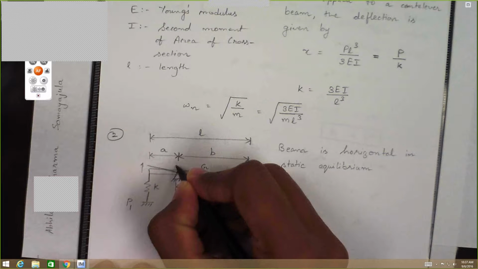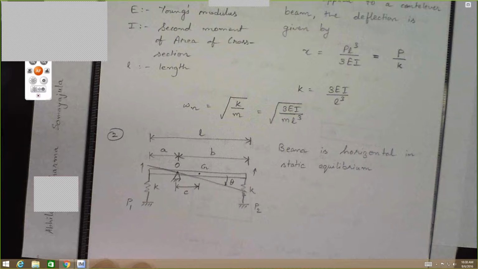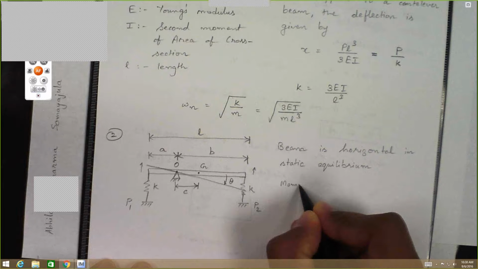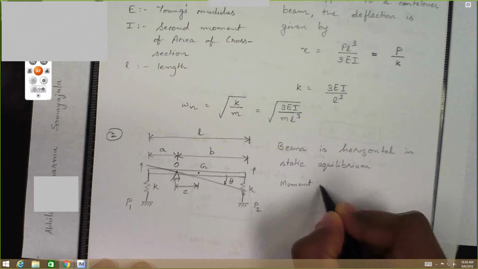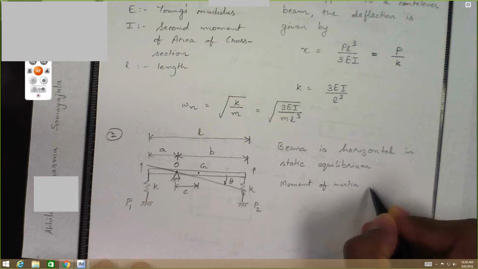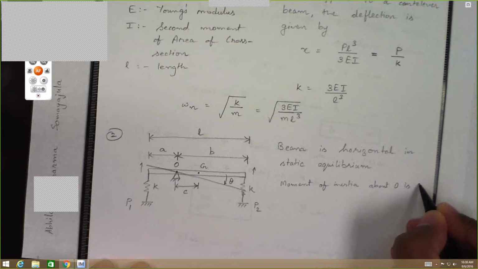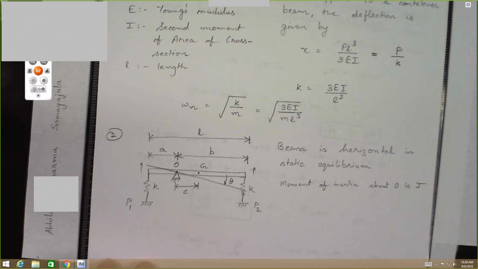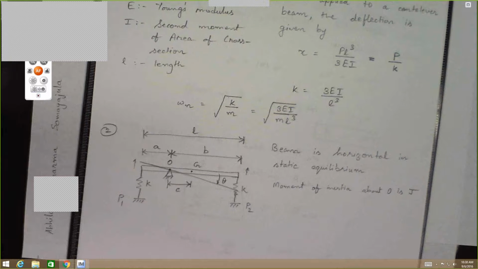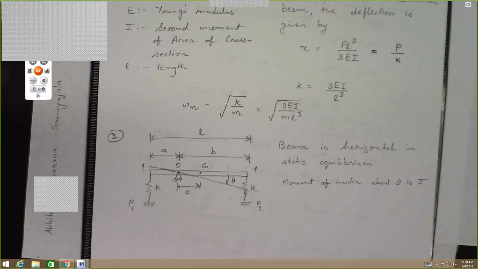Let the simple support point be called O. So the mass moment of inertia about O, let's say, is called J. So now I want you to calculate the natural frequency of the system.